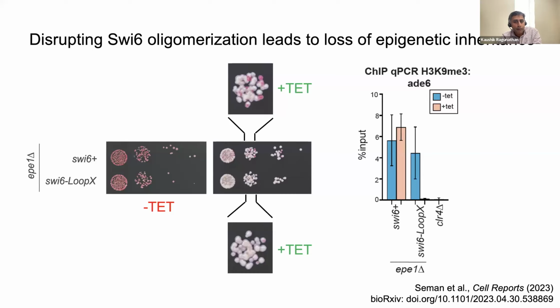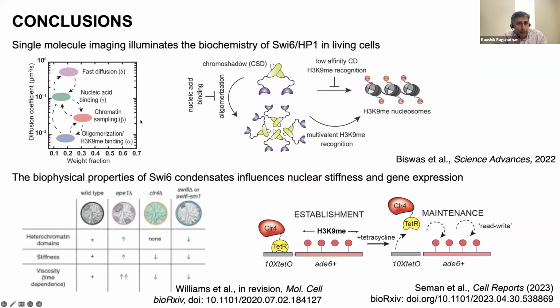So this is to say that mutants of SY6 that affect its ability to form condensates not only affect properties such as nuclear stiffness, but also have a profound influence on the ability of these cells to maintain epigenetic memory. To summarize, what I told you in the first part of my talk was single molecule imaging measurements of how proteins move around in cells, and how we've used single molecule imaging as a tool to learn about the biophysical properties of these proteins and their movements. I also told you how the biophysical properties of SY6 condensates influence nuclear stiffness, going well beyond regulating gene expression. As I showed in one case, the ability of these proteins to form condensates is important not just for maintaining nuclear stiffness, but also for epigenetic memory.